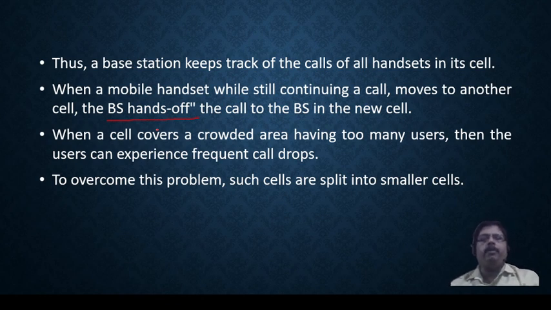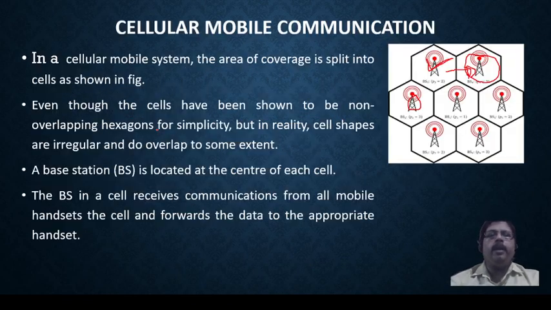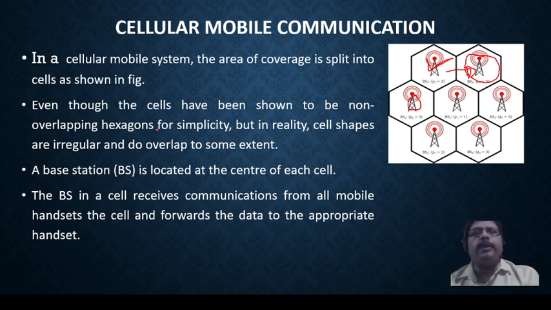As in a networks subject, you must have learned about frequency division multiplexing and time division multiplexing. To overcome this problem, cells are split into smaller cells. So this was regarding cellular mobile communication, how the communication is done in cellular mobile. Thank you.